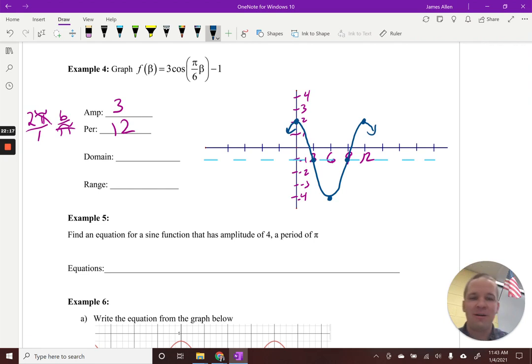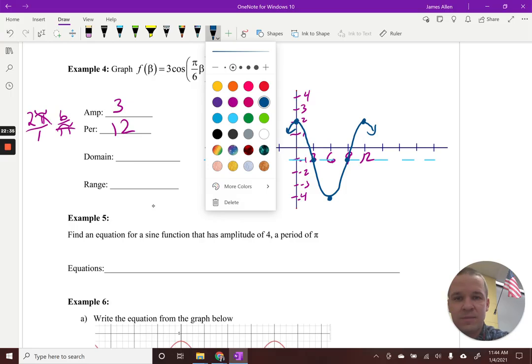There we go. All right. There we go. Perfect. Wonderful. Fantastic. Definitely looks like a cosine function that's just been stretched a little bit. And actually also stretched a little bit this way too, right? Okay. Cool. What's our domain here?